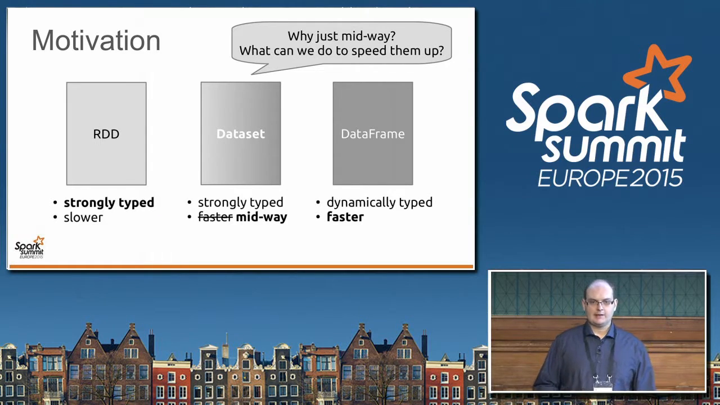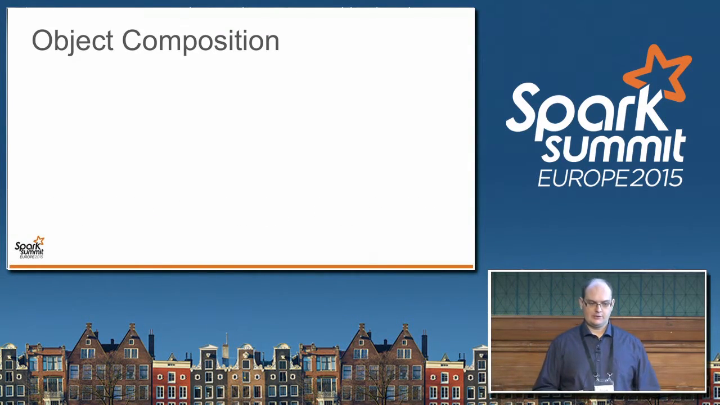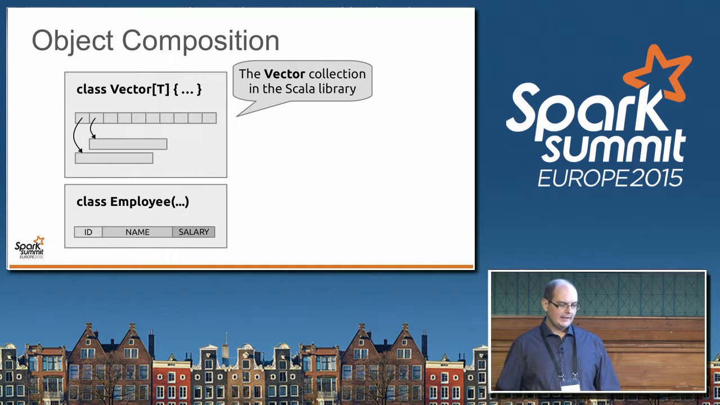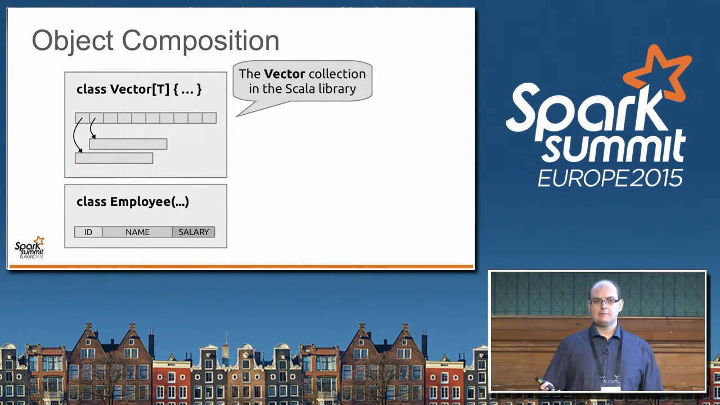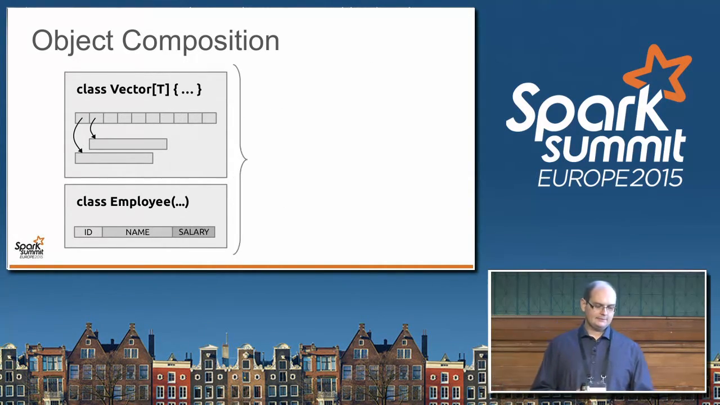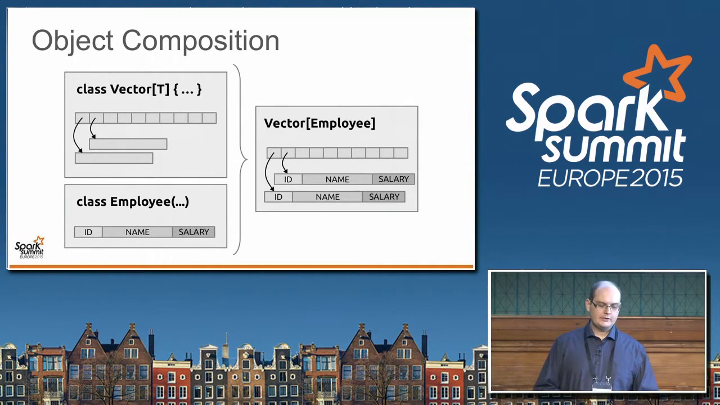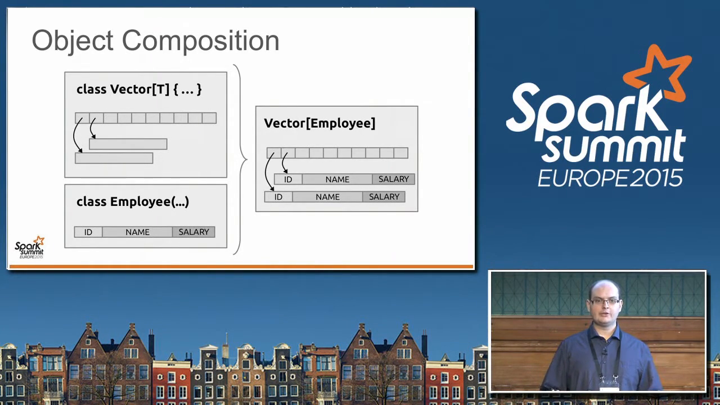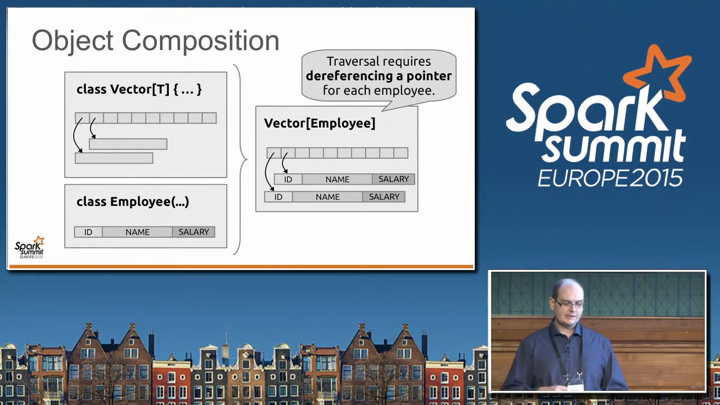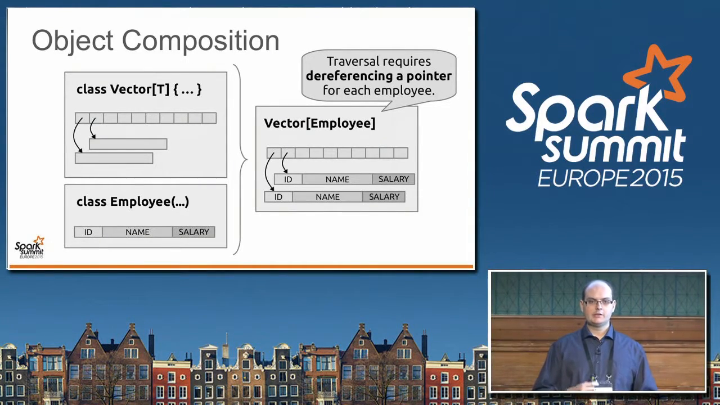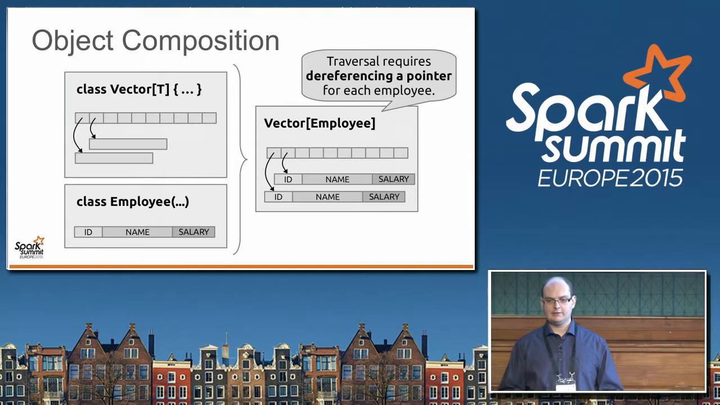So let's go back to a Scala example of object composition. You have the Vector class, which is taken from the Scala collections library. And let's say you have an Employee class, which is maybe defined to correspond to a table row. In that case, if you try to combine these two, you get a Vector of Employee. And as you can see, the Vector is backed by arrays of pointers to Employee objects. Why is this not efficient? Well, because with each employee we traverse, we have to dereference a pointer. So we lose locality, we have an overhead, and so on.